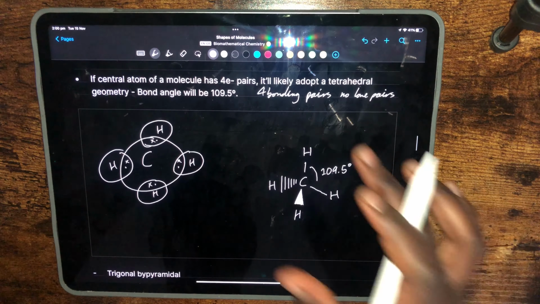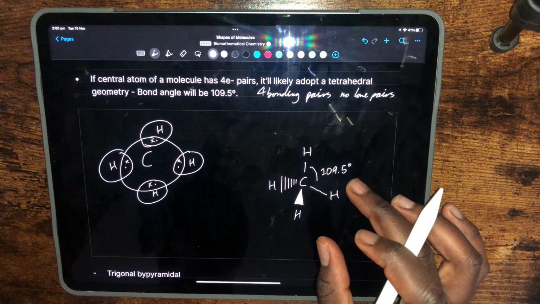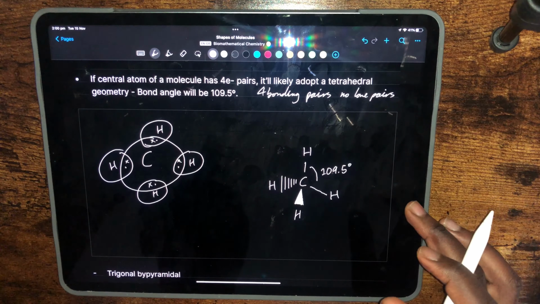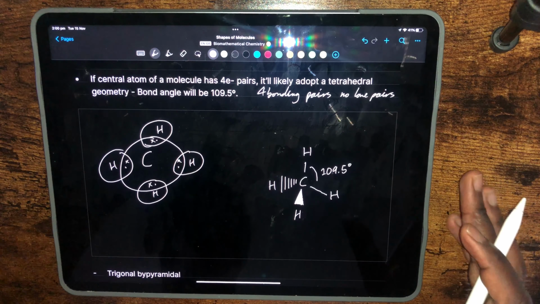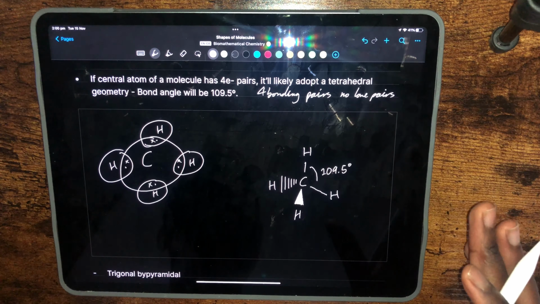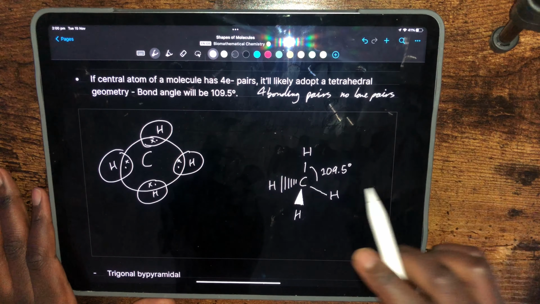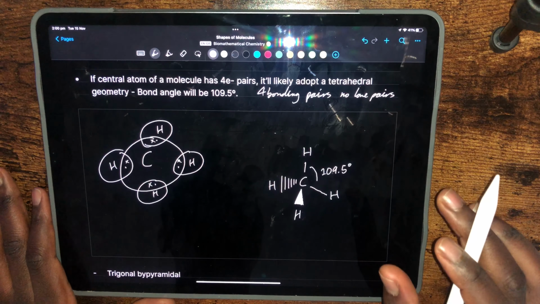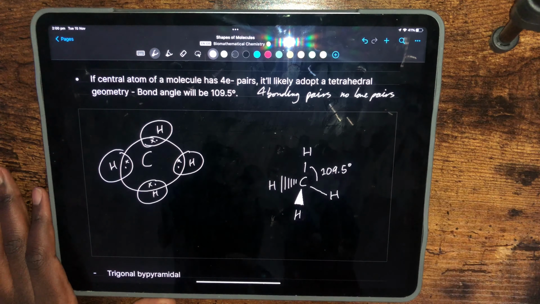It's this angle because it allows all the bonding pairs to be as far apart from each other as possible. All the bonding pairs are repelled as far apart from one another as possible. If they ever ask you why it's 109.5 degrees, it's because this angle allows the bonding pairs to be repelled as far apart from one another as possible to accommodate this geometry.